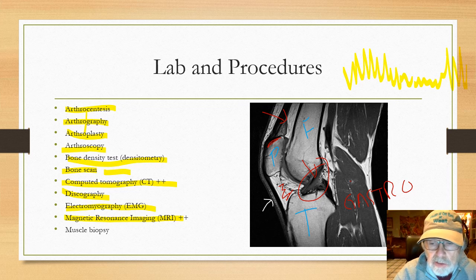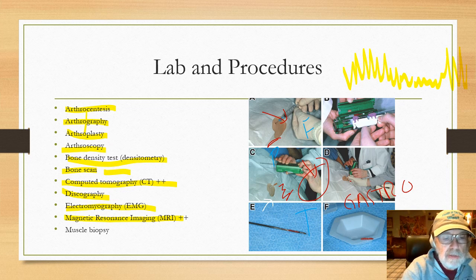So let's look at magnetic resonance imaging. You can see a lot with that. You can see soft tissue, you can see bone, all kinds of different things. It's actually a pretty good tool. Okay, and then muscle biopsy.